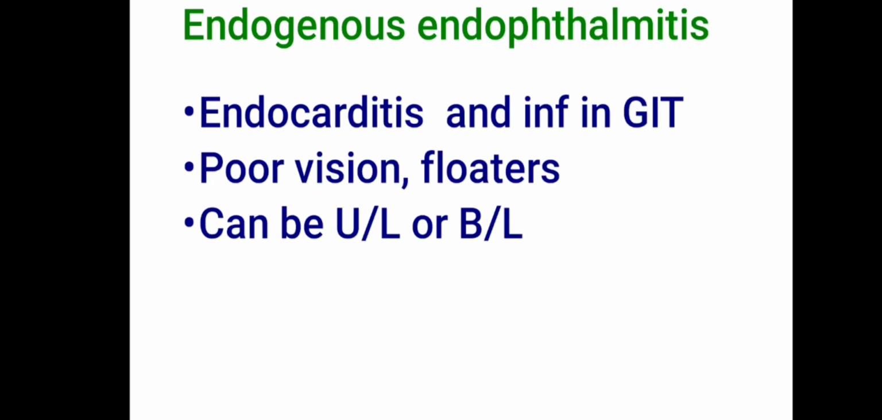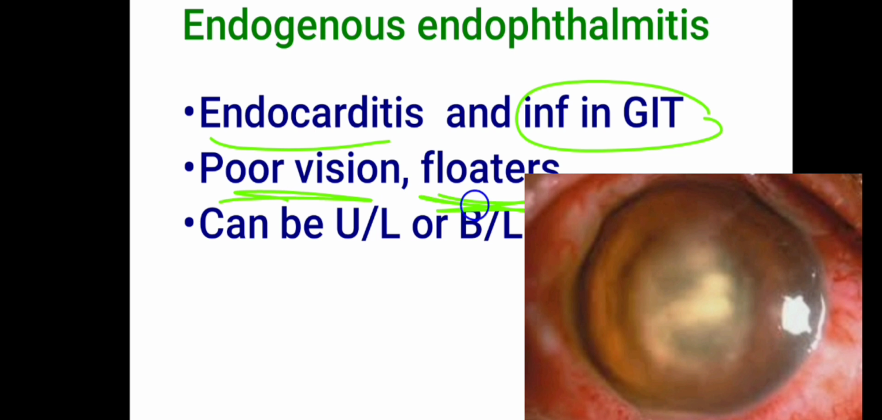Then we have endogenous endophthalmitis as one of the DDs. Here the patient may be having endocarditis. So the patient will have the features of endocarditis and infection in the GIT. Usually the causative organisms are staphylococci, streptococci and even fungi. And here the patient presents with poor vision with floaters. Okay, so this is one more symptom which they may mention in the history, and it can be unilateral or bilateral in presentation.